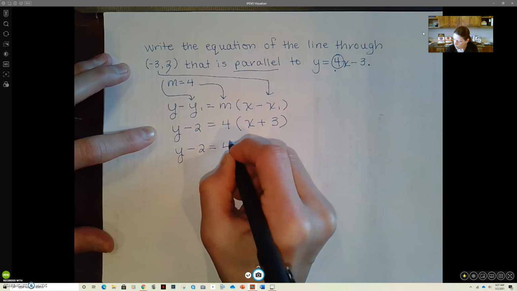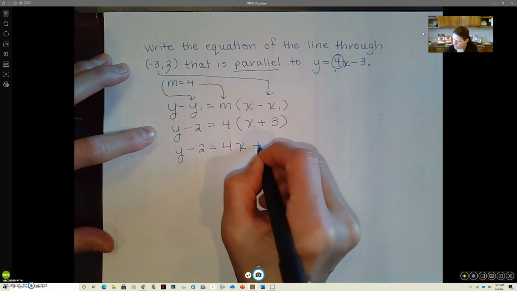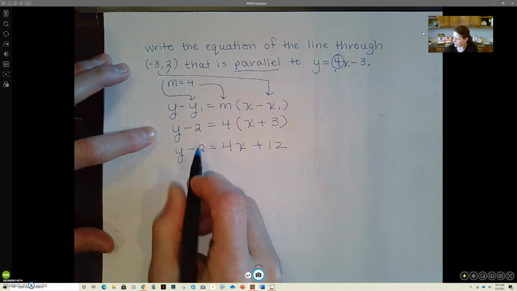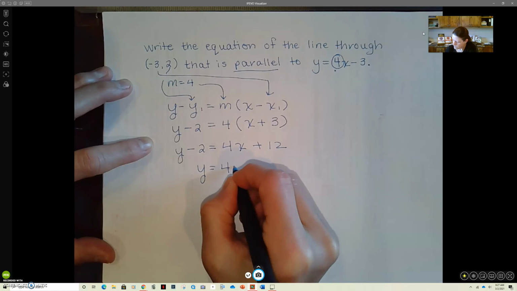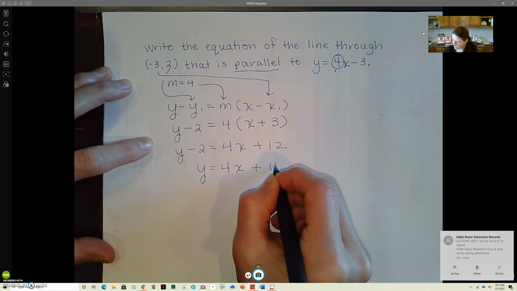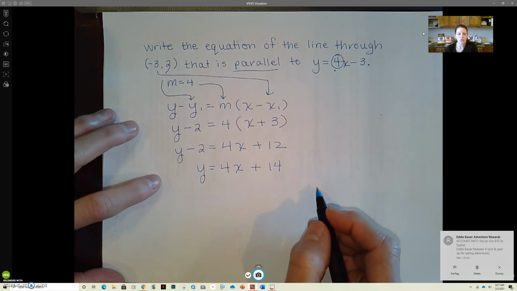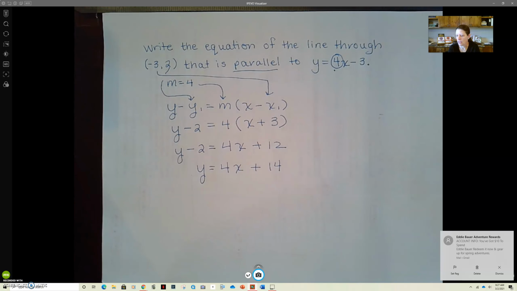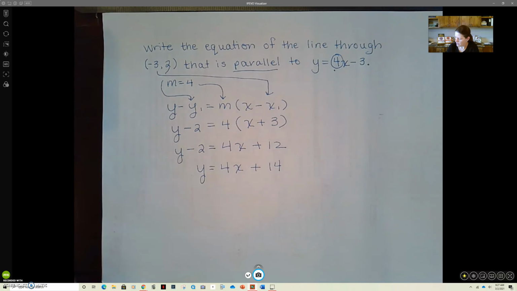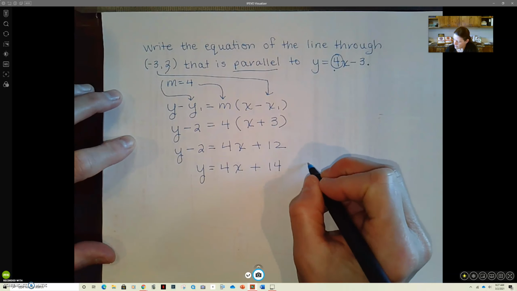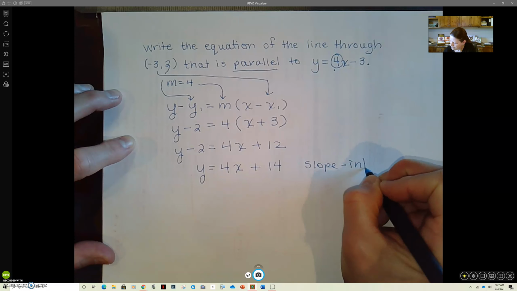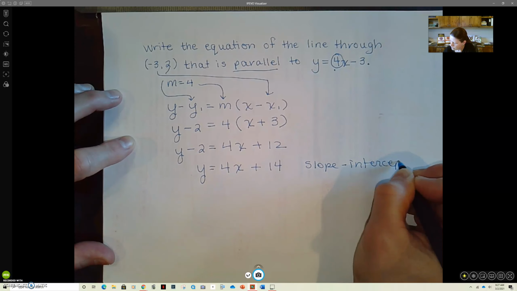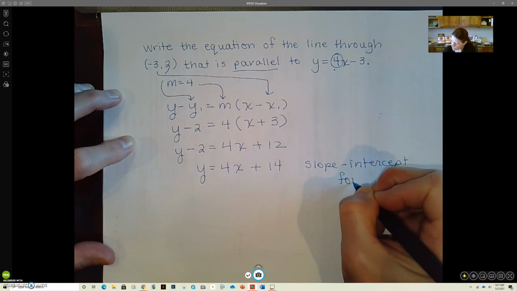Let's distribute the 4. And let's add 2 to each side. Our answer here is y equal 4x plus 14. And let's just note that this is the slope-intercept form for the equation of our line.